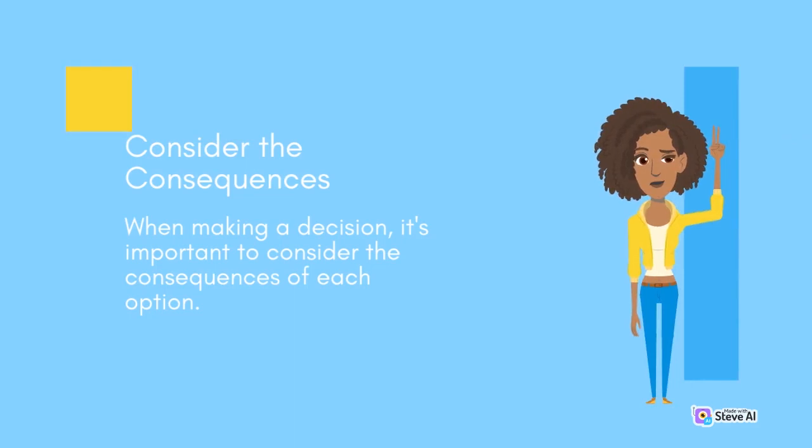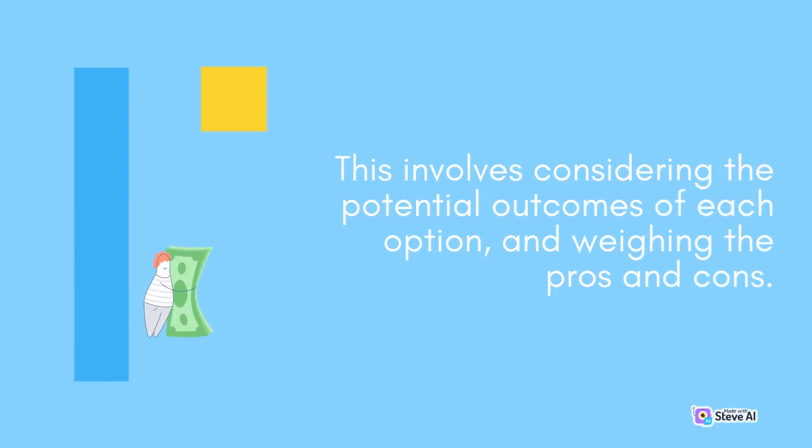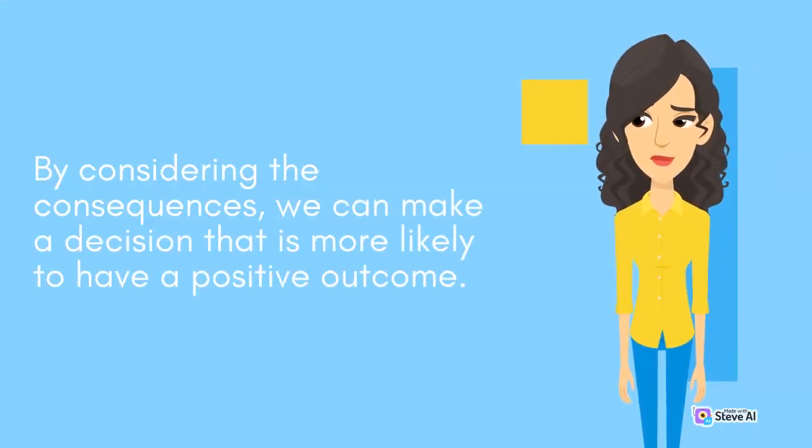Consider the consequences. When making a decision, it's important to consider the consequences of each option. This involves considering the potential outcomes of each option, and weighing the pros and cons. By considering the consequences, we can make a decision that is more likely to have a positive outcome.